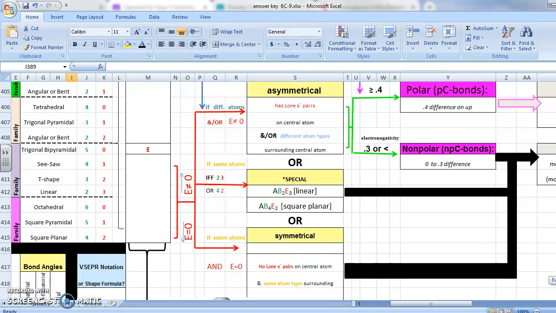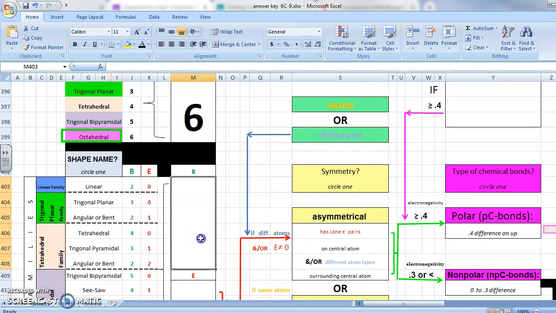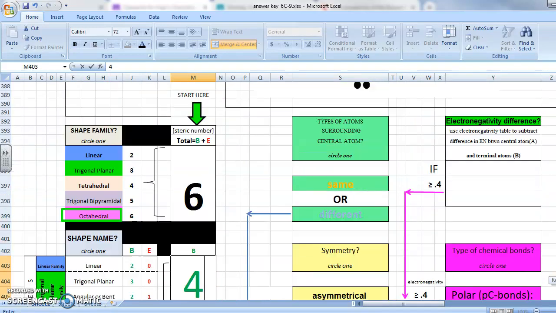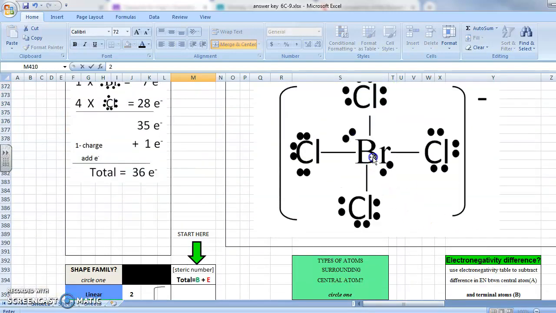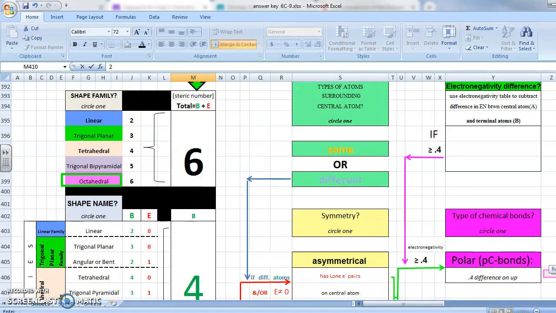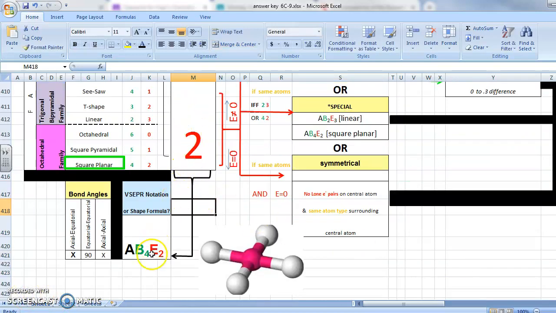As we saw in other videos, there are 3 members of the octahedral family. We've got octahedral, which is a 6-0, square pyramidal, which is a 5-1, and square planar, which is a 4-2. We saw we had 4 atoms bonded to the central atom. There's the 4 chlorines. And we had 2 lone pairs on the central atom. Here's our lone pairs. That is a 4-2, and the 4-2 is square planar. With the 4-2, we can complete our shape formula or VSEPR notation, AB4E2, that's 4 bonded atoms, 2 lone pairs. Here's the square planar shape.